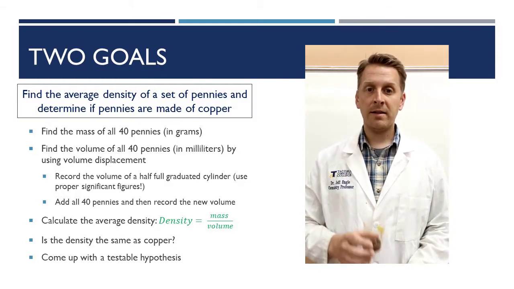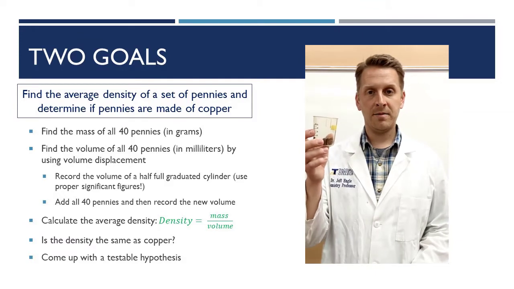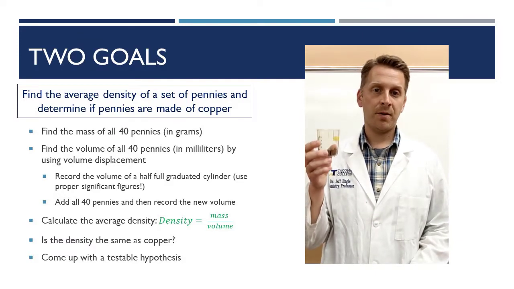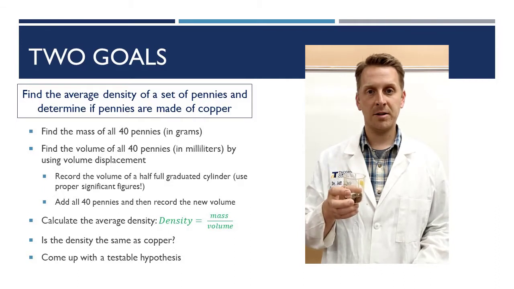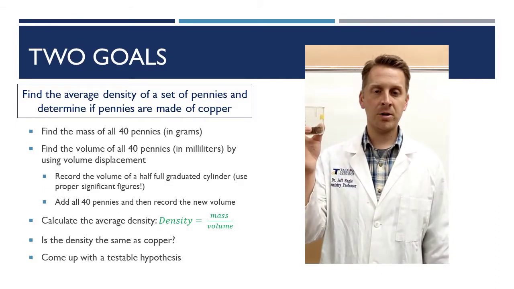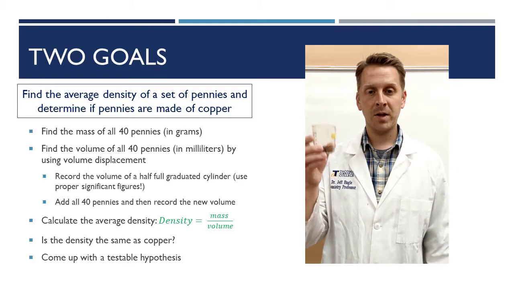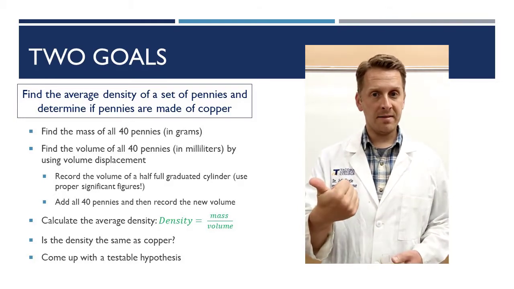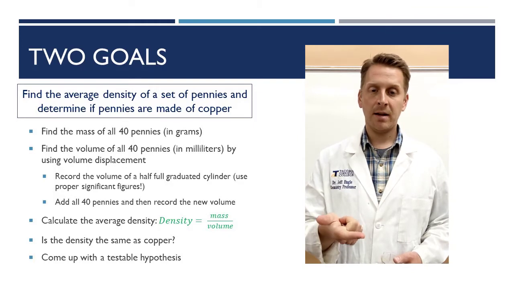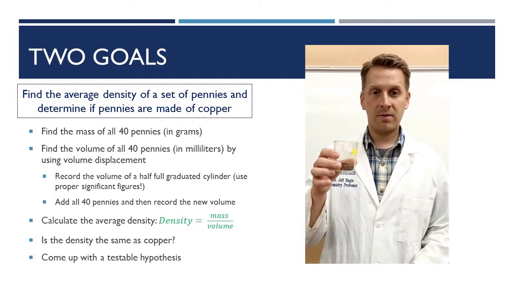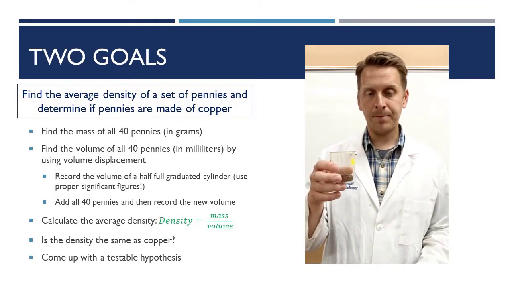After that, we want to find the volume of all of the pennies. So what we'll do is we'll use volume displacement by using water on the inside of a graduated cylinder. That will tell us the volume of all 40 pennies together. From there, we'll have our mass in grams, and we can divide that by our volume in milliliters. That will give us the density of our pennies as a whole set.